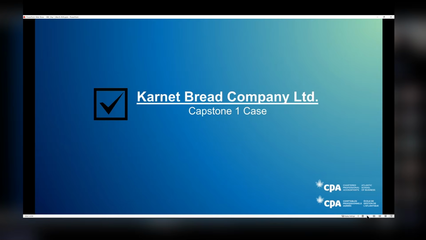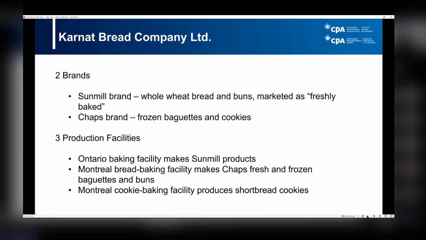You'll notice I'll refer to it as Karnat or KBC moving forward. So let's look at some background information. Karnat has two brands, the Sun Mill brand, which is whole wheat breads and buns, and they're marketed as freshly baked. And then the Chaps brand of baguettes and cookies.